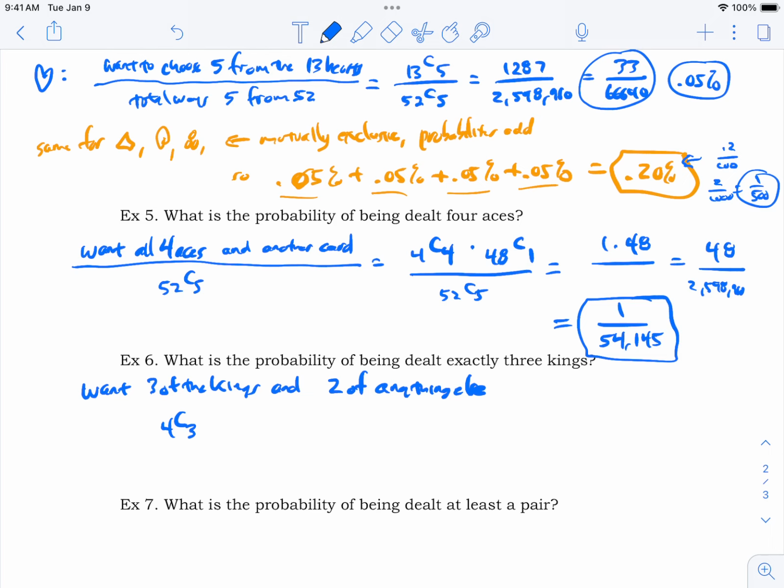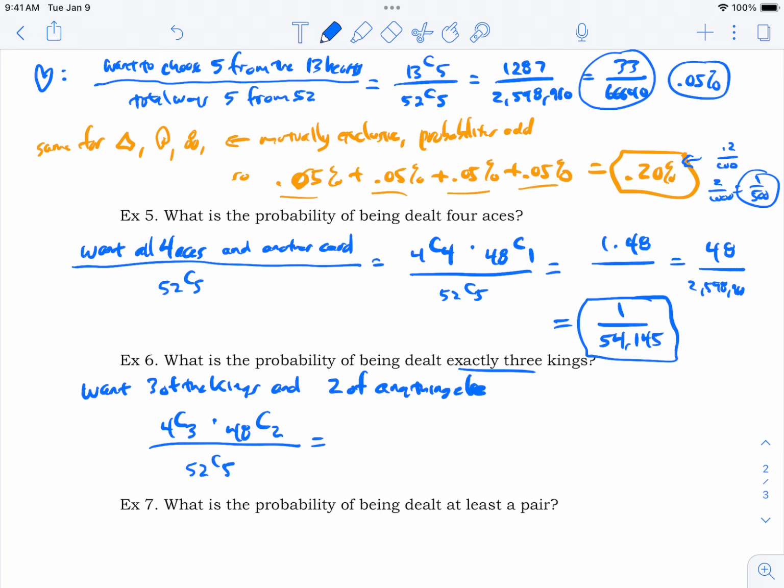That's what that means. Now, it says exactly 3 kings, right? So you can't draw another king because that would be more than 3 kings. Exactly 3 kings means you have to draw from the other 48 cards. And to get a hand of 5, you'll have to draw 2 more. So it's 4 choose 3 kings, 48 choose 2 more cards. Again, this is out of 52 choose 5.